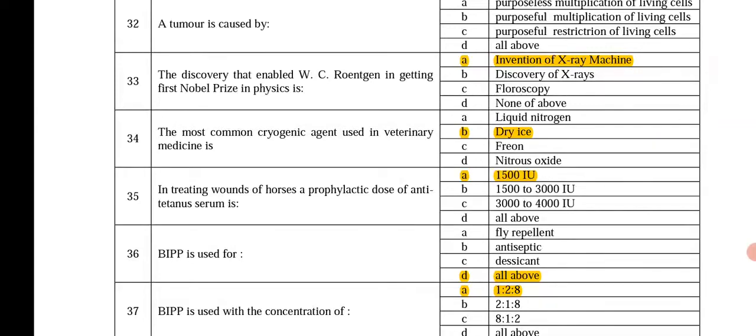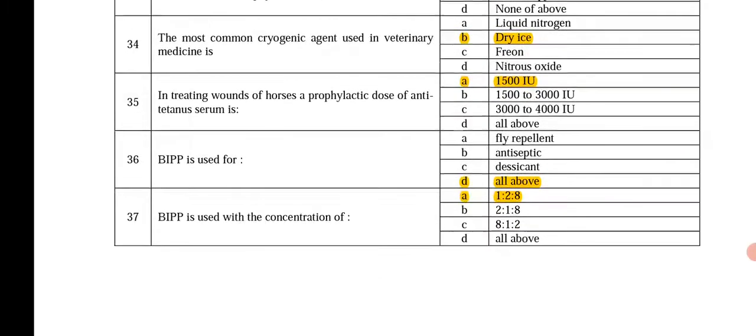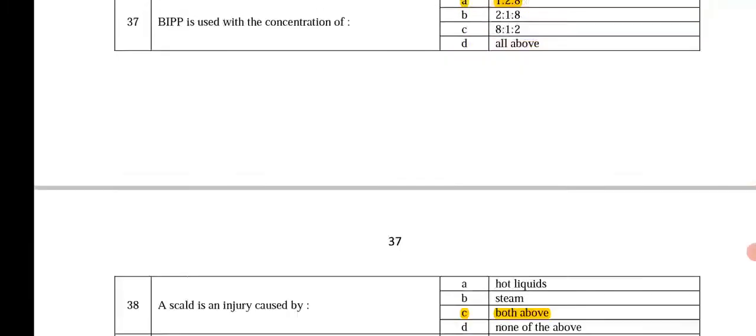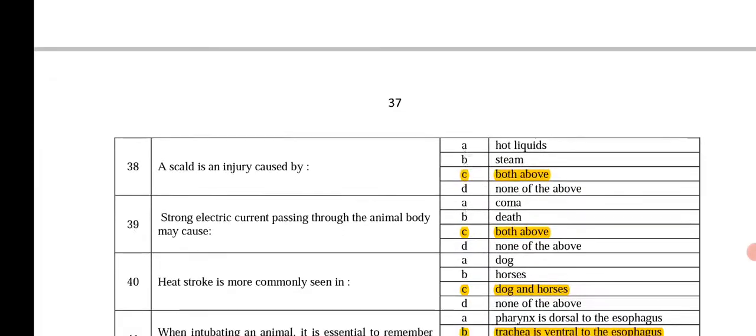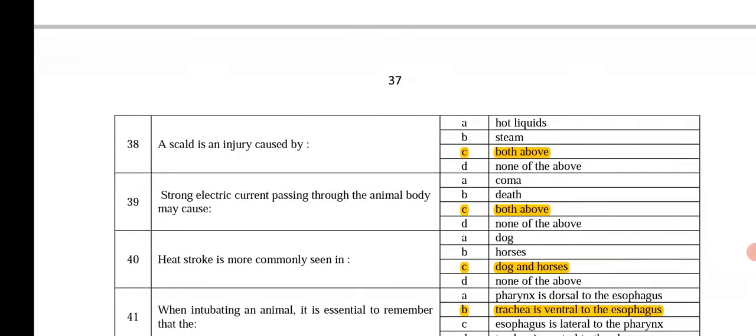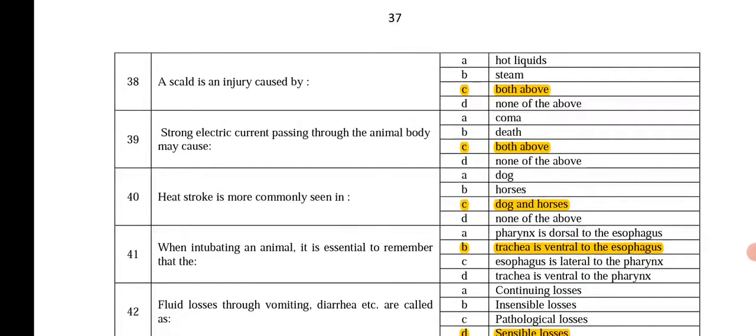BIP is used for all of above as fly repellent, antiseptic and desiccant. BIP is used with the concentration of 1 to 8. A scald is an injury caused by both of above hot liquids and steam. Strong electric current passing through animal body may cause both coma and death. Heat stroke is more commonly seen in dogs and horses.